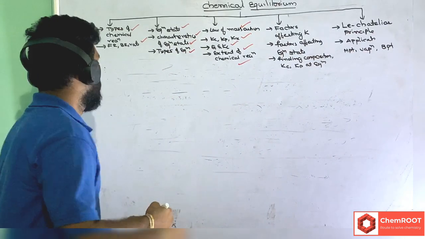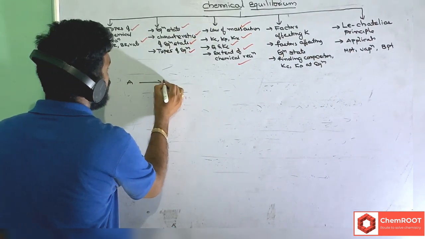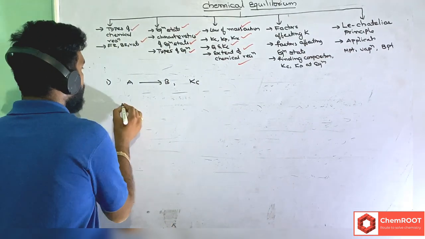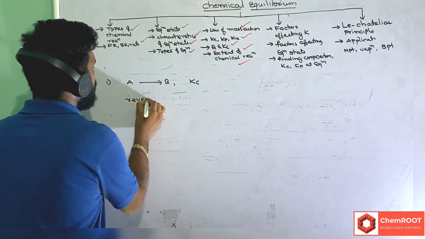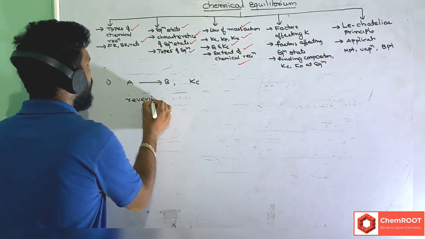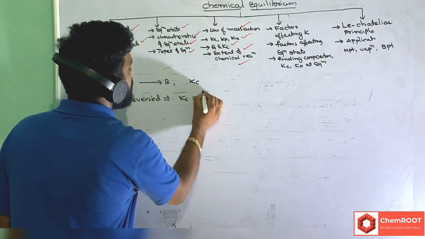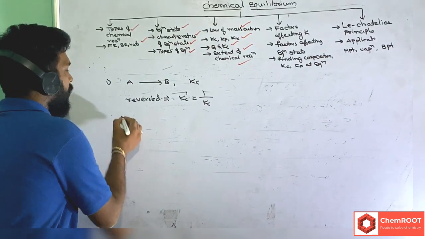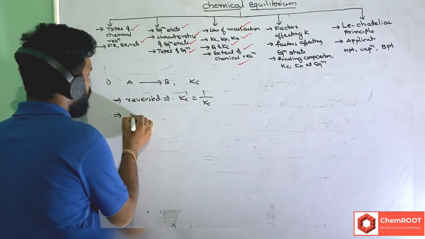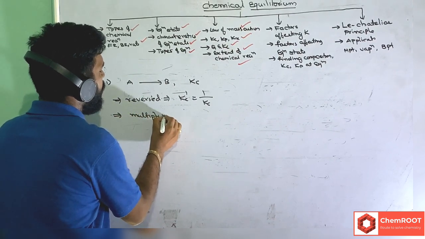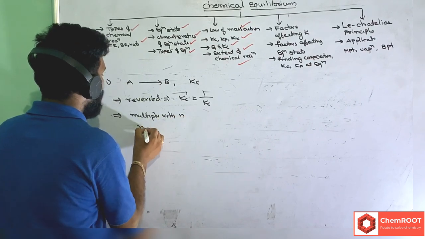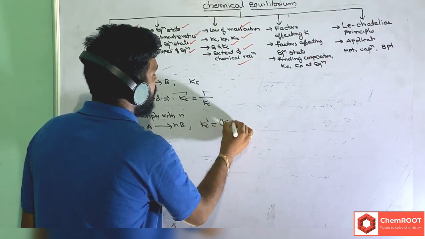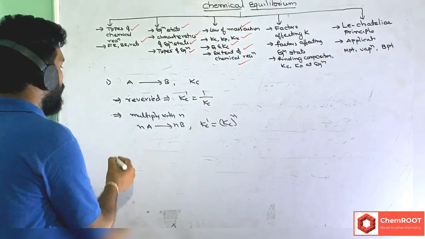For the mode of writing, suppose we have one equation, A giving rise to B. This is the equation, and this is the equilibrium constant. Suppose I am reversing the equation. When the reaction is reversed, the new constant becomes the reciprocal. And if I multiply by some n, like n moles of A giving rise to n moles of B, for this reaction the new Kc becomes the old one to the power n. Multiplication means the power.